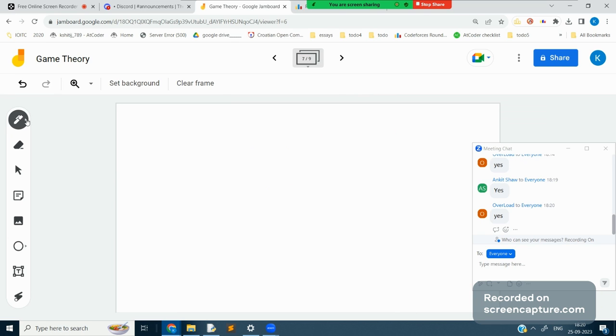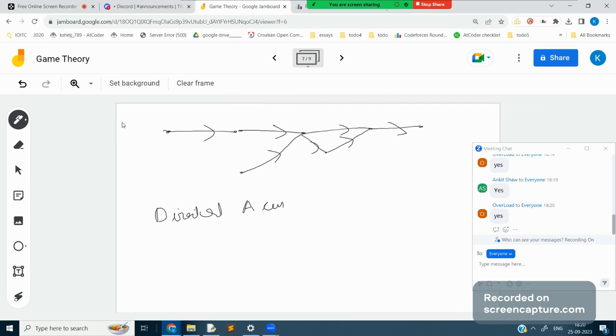So now I will go over a slightly different problem. Suppose you are given a graph. It's a graph without any cycle, and a directed graph. So say this is a graph. It's a directed graph without cycle. Directed acyclic graph.